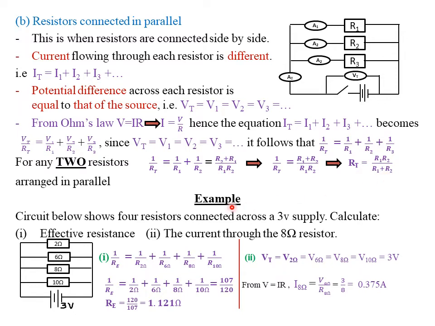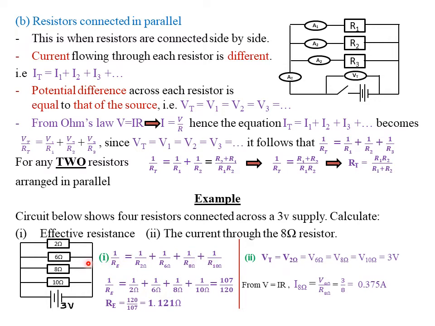Then I have an example here. The example reads that the circuit below shows 4 resistors connected across a 3-volt supply. We are required to calculate the effective resistance. Remember, effective simply means total resistance or equivalent resistance. So because here we have 1, 2, 3, 4 resistors, it means 1 over R effective will be 1 over the first resistor plus 1 over R2 plus 1 over R3 plus 1 over R4.